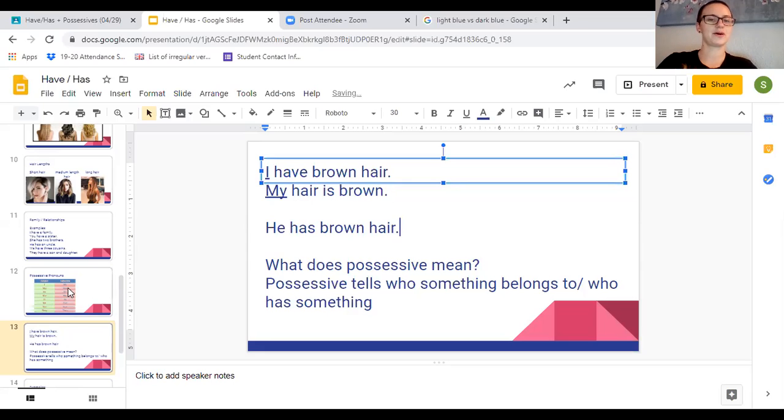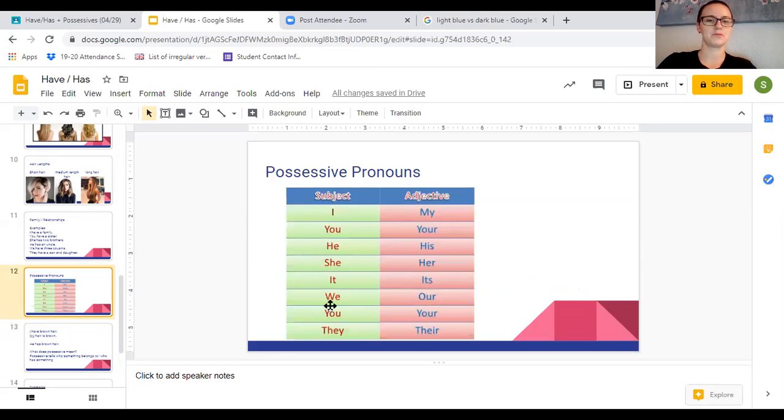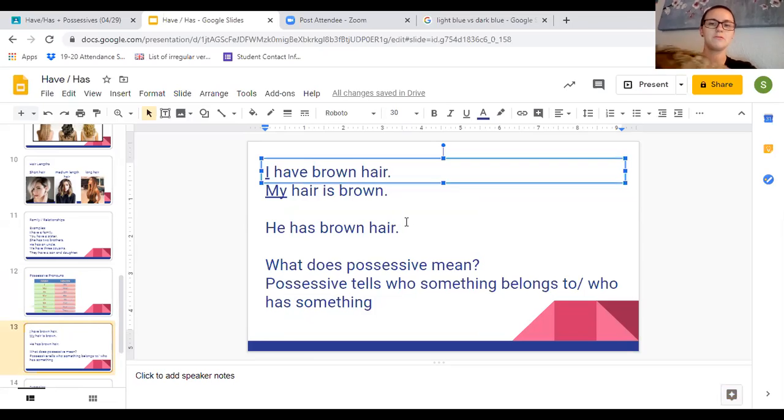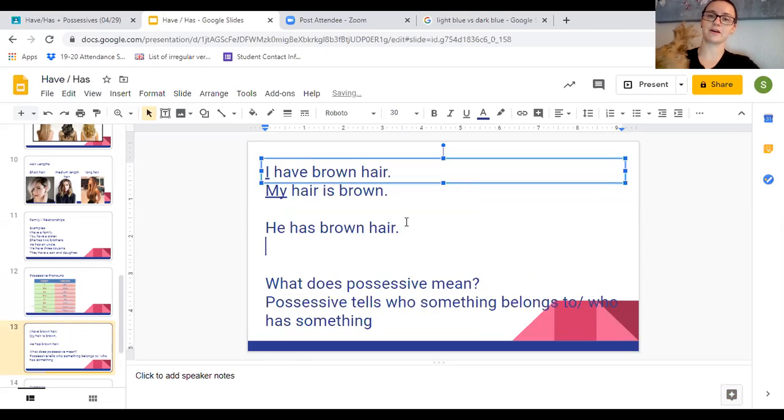And so if we just go back and look here, we use he has brown hair. What adjective will we use? Yeah, his, right? So his, what are we talking about? We're talking about his hair. His hair is brown, right?